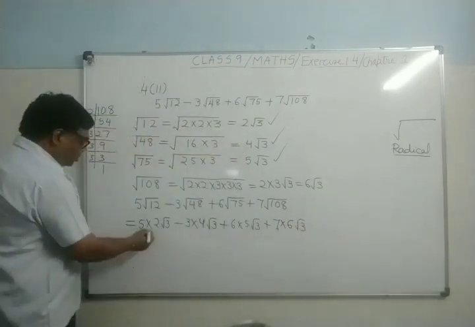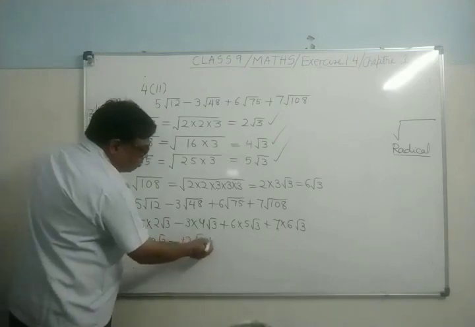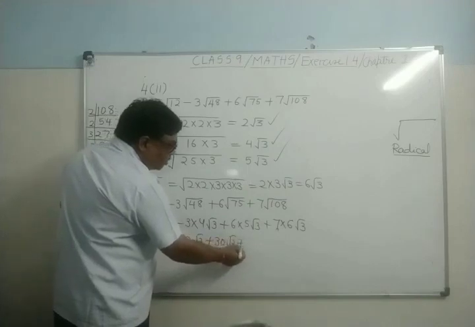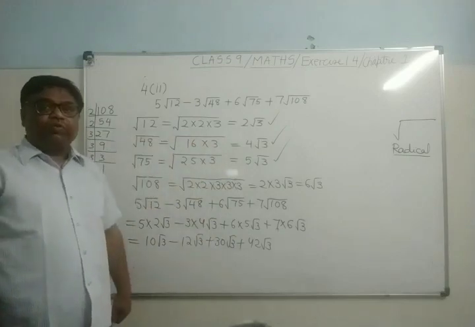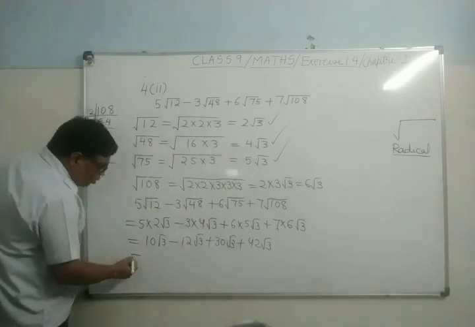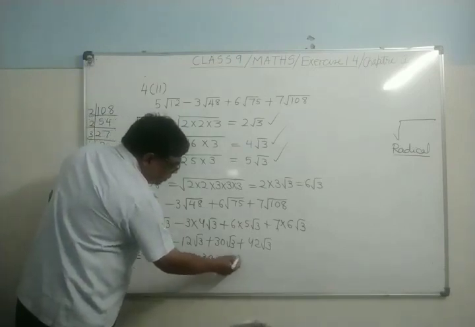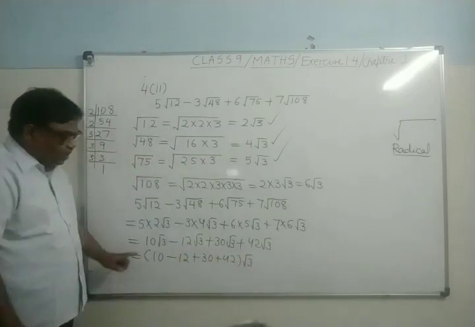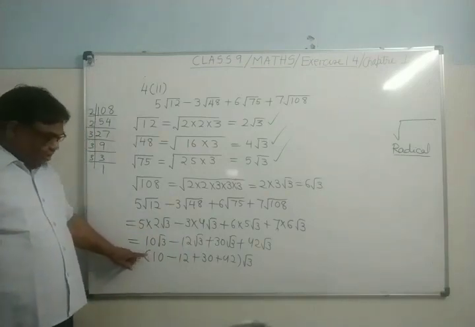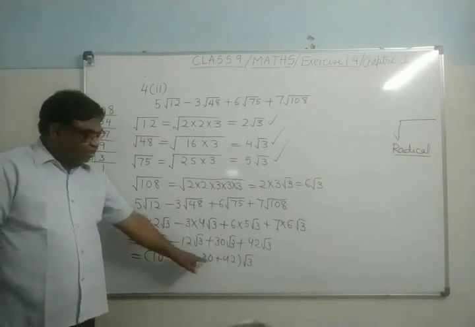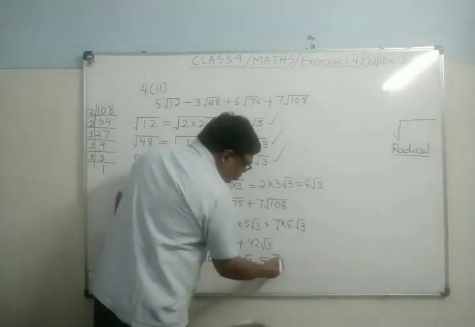Now you can see this will be equal to 10 root 3 minus 12 root 3 plus 30 root 3 plus 42 root 3. Now root 3 is common everywhere, so we will take root 3 common. When you take root 3 common, it is (10 minus 12 plus 30 plus 42) into root 3. What will be in the bracket? First you add all the terms whose sign is plus. 10 has no sign, which means plus sign. 10 plus 30 is 40, 40 plus 42 is 82. 82 minus 12 is 70, into root 3.